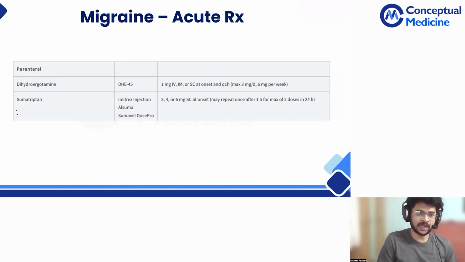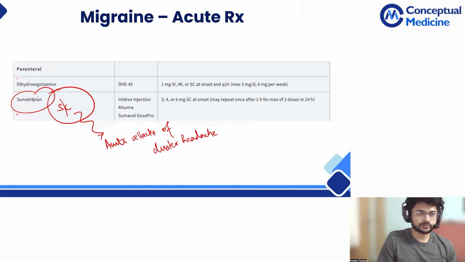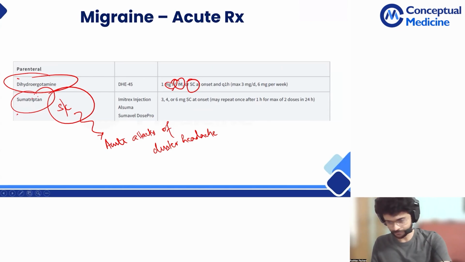And parenteral, we have sumatriptan that is used as a subcutaneous injection. Remember that subcutaneous sumatriptan is also useful for acute attacks of cluster headache. Then you have dihydroergotamine, which is present as IV, intramuscular, or subcutaneous injections.